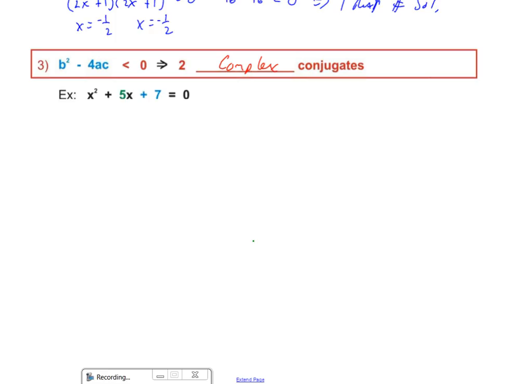So if we were to do the b squared minus 4ac of this example, we'd get 5 squared is 25, minus 4 times the 1, which is the a value not shown, is a negative 4. Negative 4 times 7 is a negative 28. Final value of the discriminant, negative 3. And sure enough, we have 2 complex conjugates.